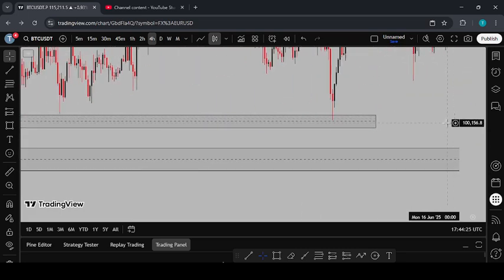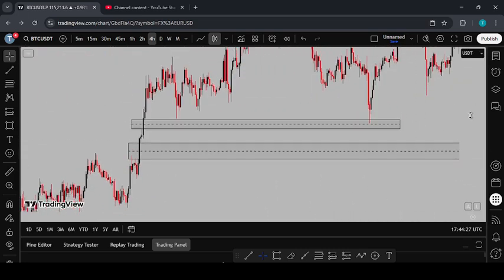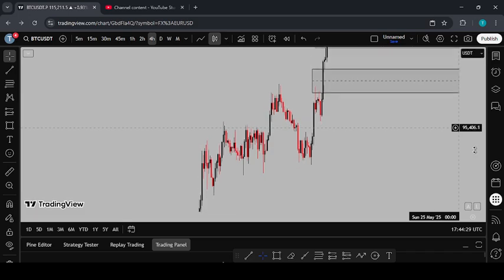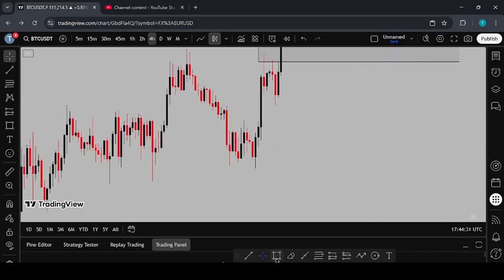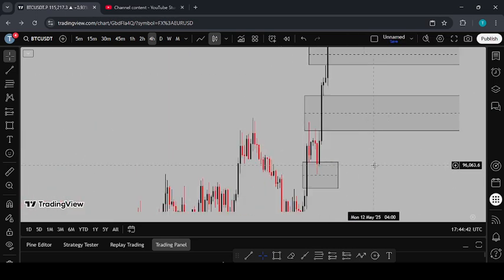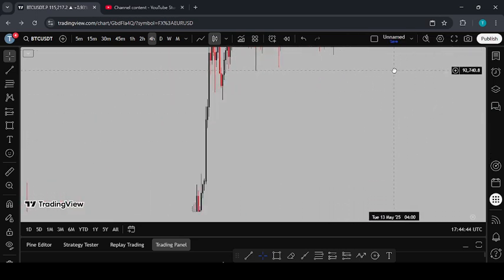So this is how to use it. It repeats itself over and over again. You see another one here. Market came into this imbalance, right? Okay, market came back to the imbalance and bought for a continuation move to the upside. Over and over it happens.